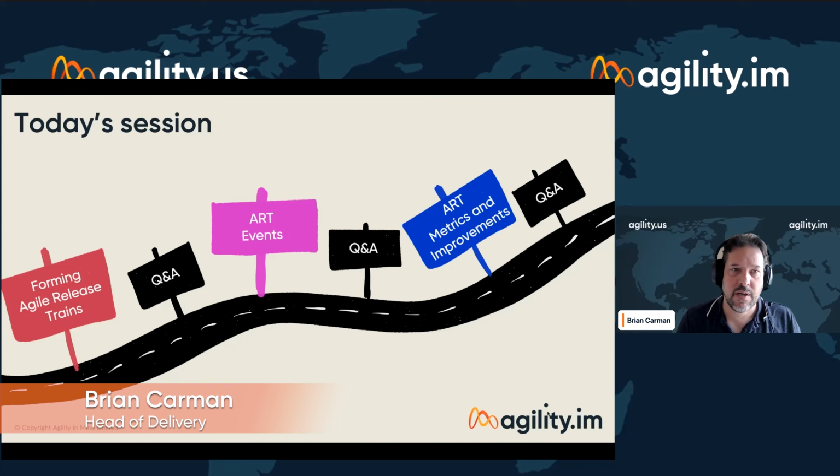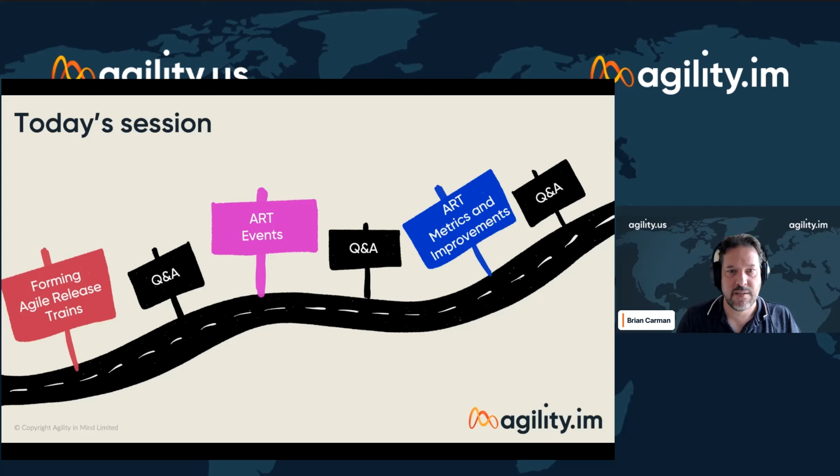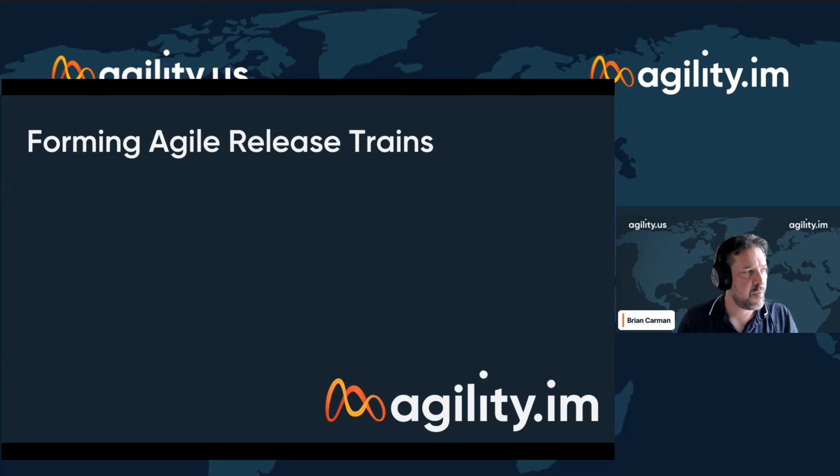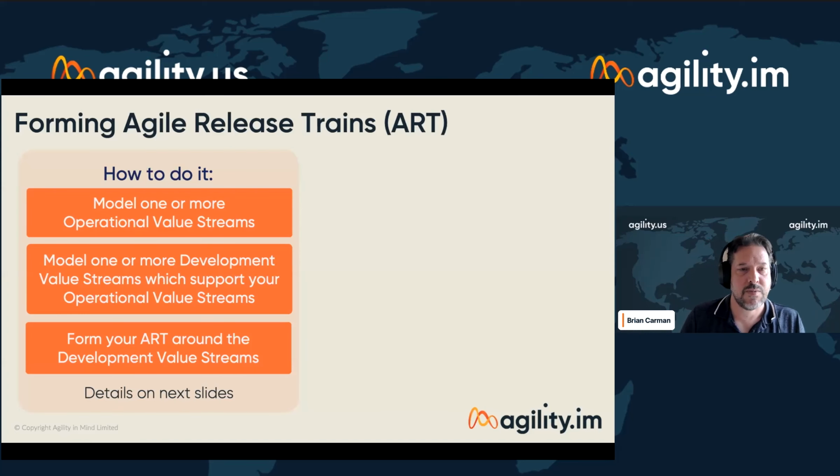So, forming Agile Release Trains. This is something we get asked about quite frequently, and there's been a lot of guidance on this from Scaled Agile over the last 12 or 18 months, and we start talking about operational value streams and development value streams as part of this context.